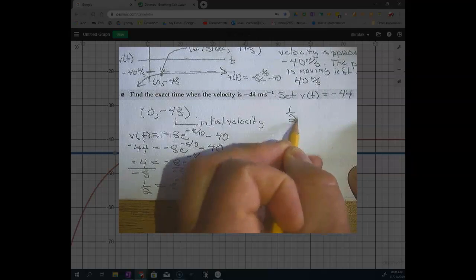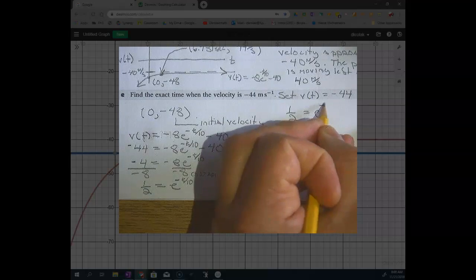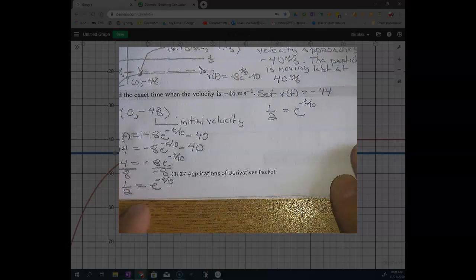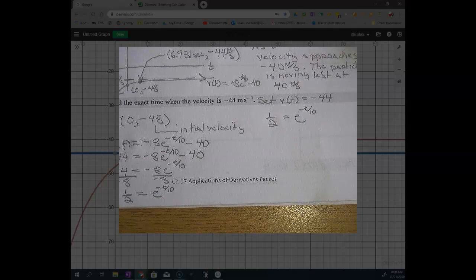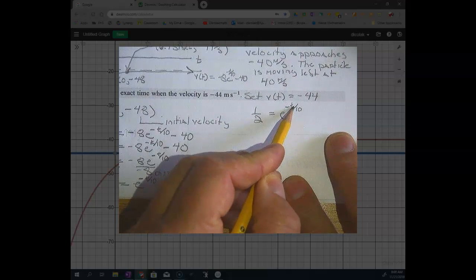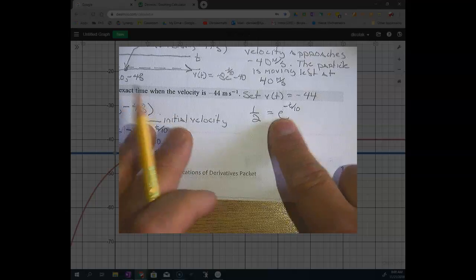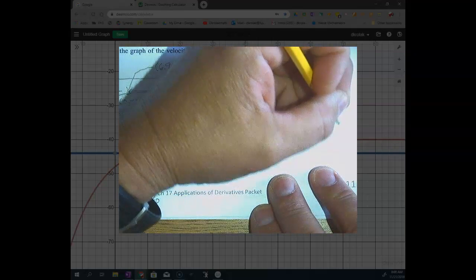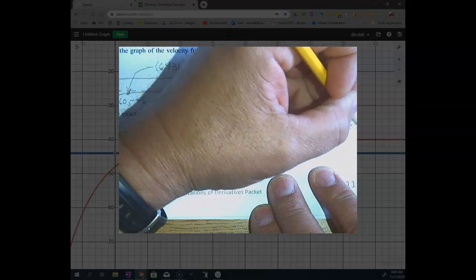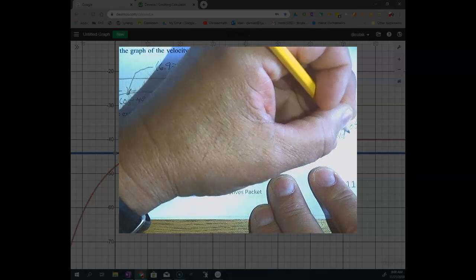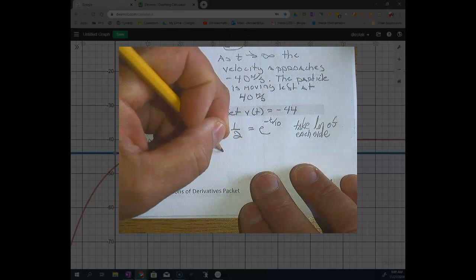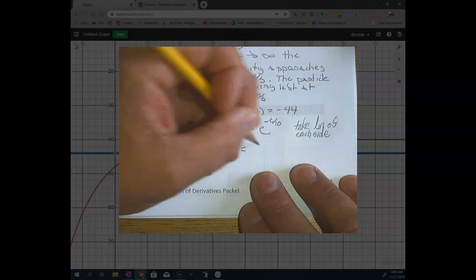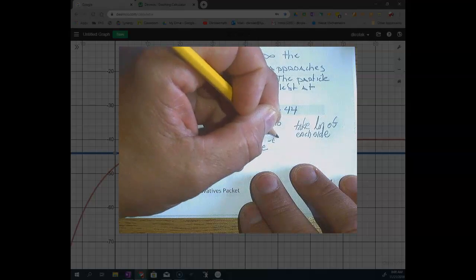Now that's an exponential equation. How do you solve an equation where you have the variable in the exponent? Did it last year. Yep. To get the variable out of the exponent, we're going to take the log of each side. Since we're dealing with e, we're going to take the natural log of each side. So I have natural log of 1 divided by 2 equals the natural log of e to the negative t over 10.